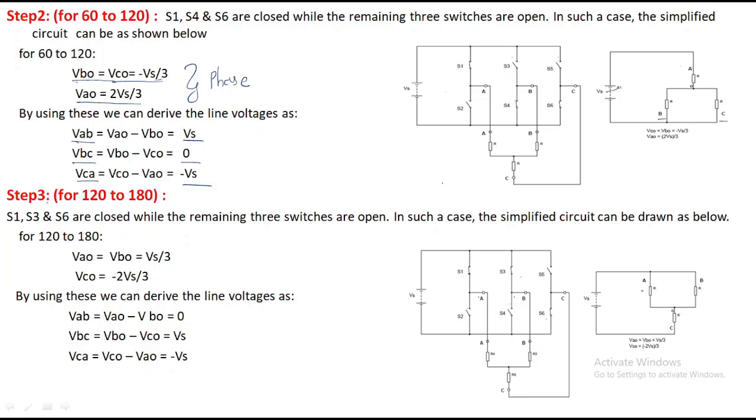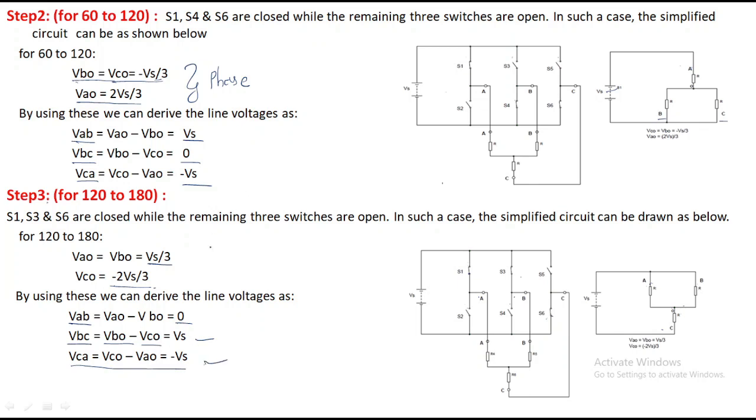A, B are upper side, but C is lower side. So VA0 will get VS by 3, VB0 will get VS by 3, and VC0 is downwards, minus 2VS by 3. Yes. So from this we can get the line voltage VAB equal to VA0 minus VB0, which is 0, VBC equal to VB0 minus VC0 equal to VS, VCA equal to VC0 minus VA0 equal to minus VS.